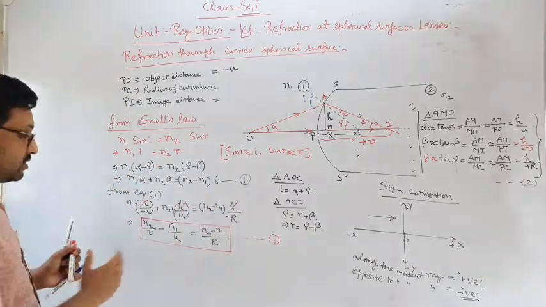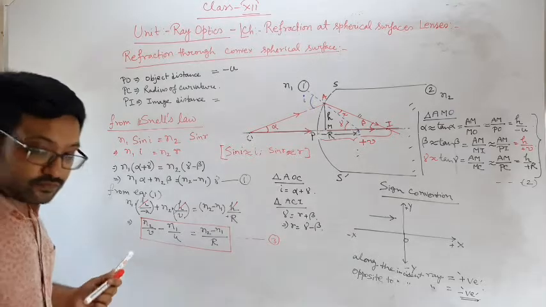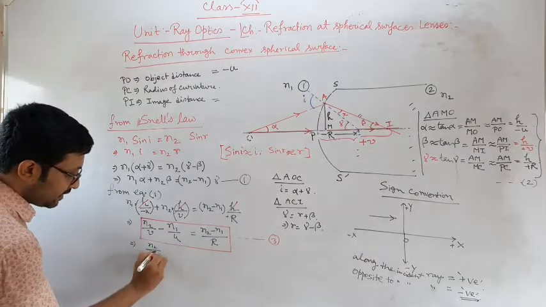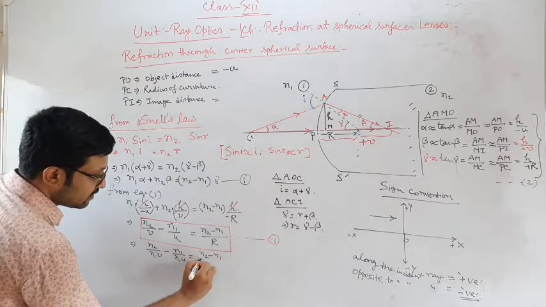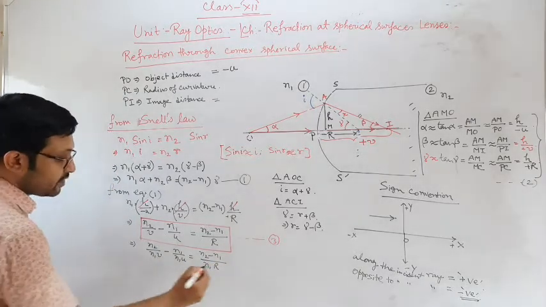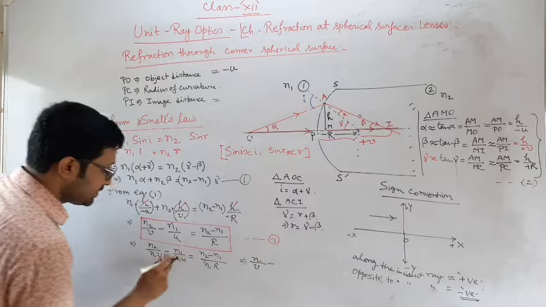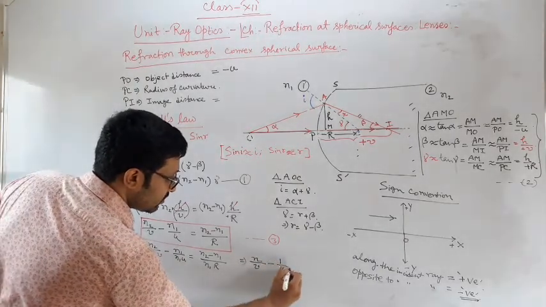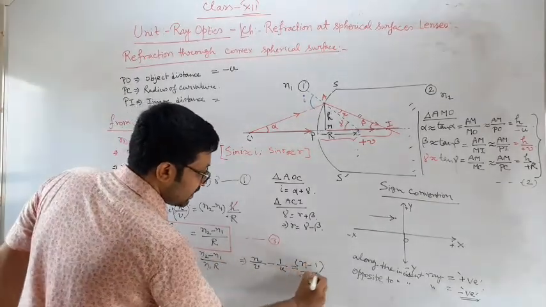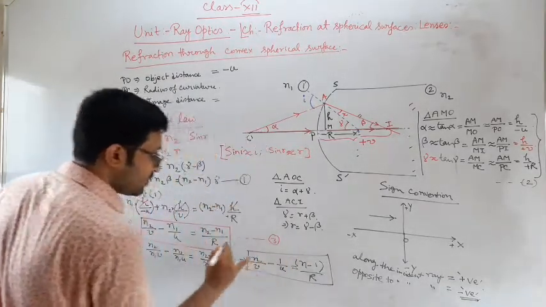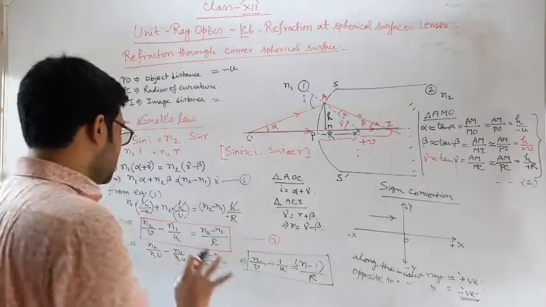Now if you divide both sides by N1, we can write N2 by N1 into V minus N1 by N1 into U is equal to N2 minus N1 by N1 into R. Here we are assuming N2 by N1 as n, so n by V minus 1 by U is equal to n minus 1 by R. This can also be written as n by V minus 1 by U is equal to n minus 1 divided by capital R.